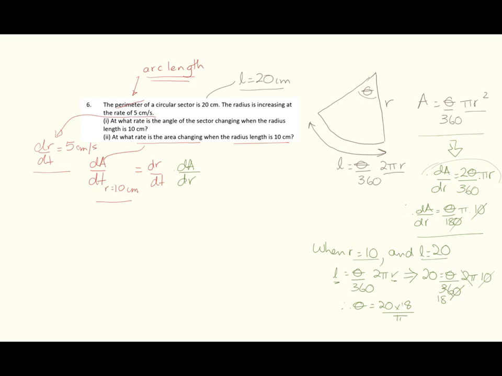So now that we have this value of theta, if I take this and put it back up into dA dr, so when we take this and plug it into here, then fortunately these things cancel out, so we're just left with dA dr equals 20. So dA dt works out to be 100 square centimetres per second.